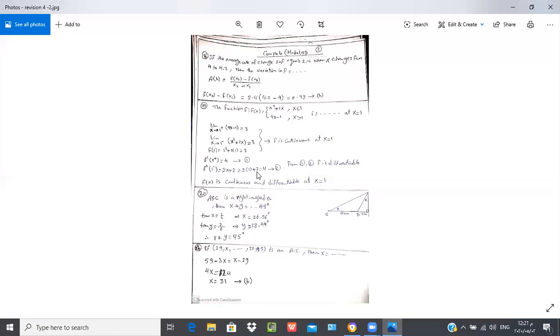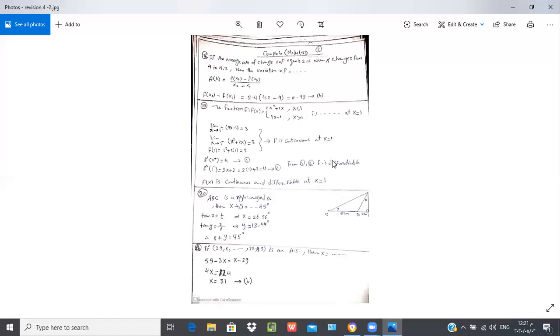2 multiply 1 plus 2, it will be 4. So the derivative from right equals the derivative from left. So the function is differentiable at x equal 1. So here the function is continuous and differentiable at x equals 1.